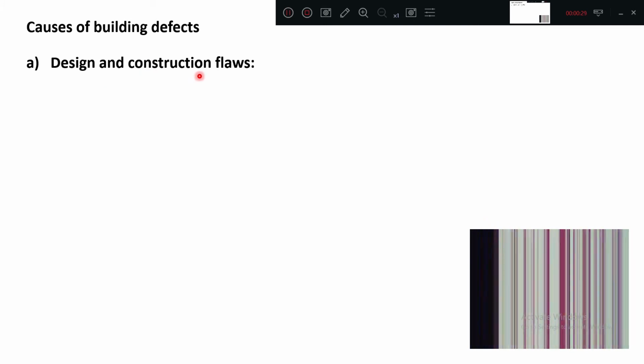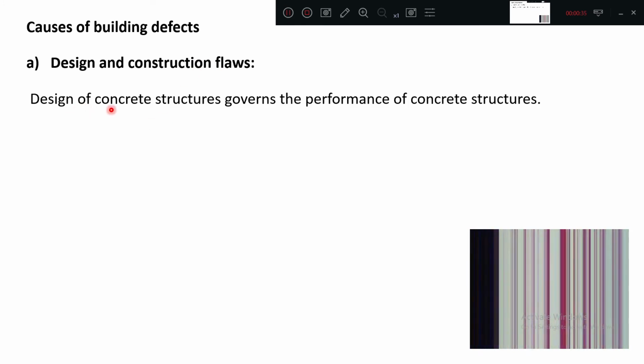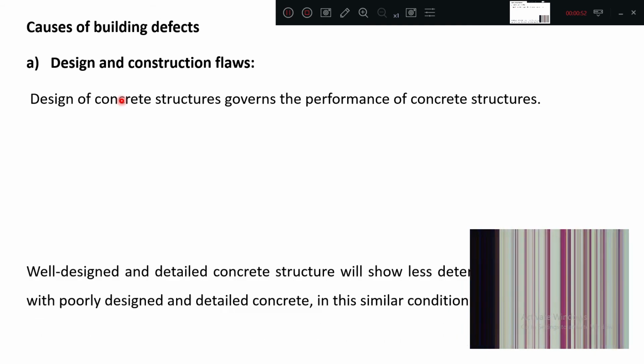The design and construction flaws. We can carry out this such that design and construction flaws. In that, the design of a concrete structure governs the performance of the concrete structure. So the design itself is the first cause. If it is good, then the total building will be free of maintenance. If the design is poor or contains some deficiency, obviously the maintenance will come.